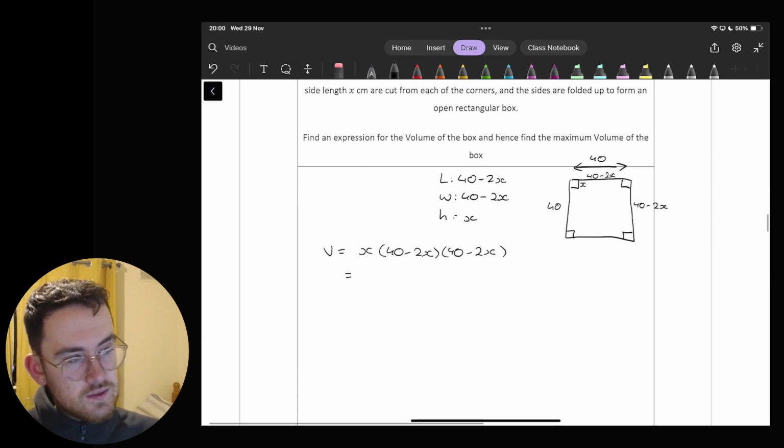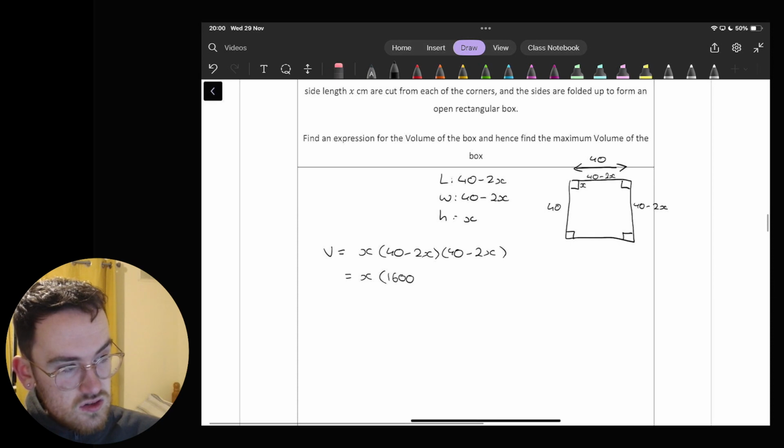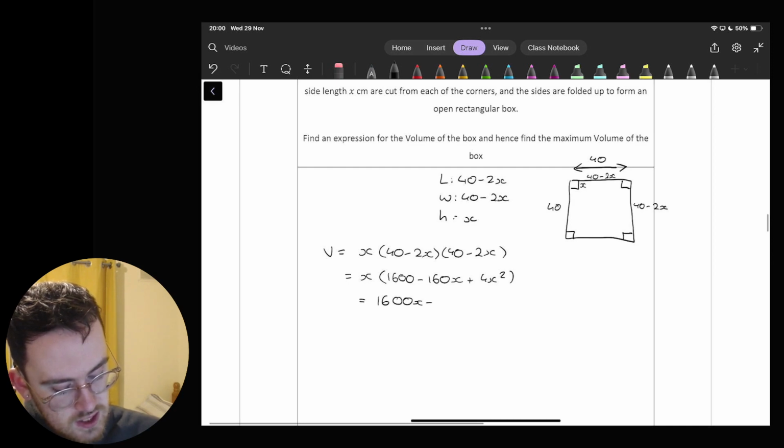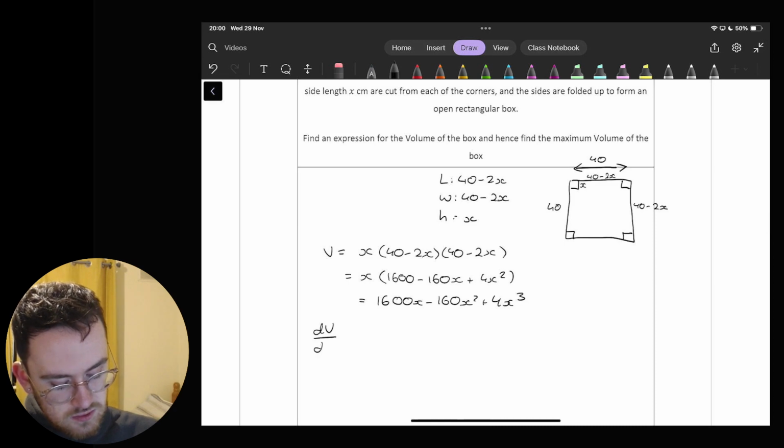Okay, so multiplying this one out, just making sure we take it slowly, I suppose. So 1600 minus 160x plus 4x squared, and then multiplying across by x gives me 1600x minus 160x squared plus 4x cubed. If we want to maximize this, we need to get the derivative and put it equal to 0. So let's find the derivative first of all.